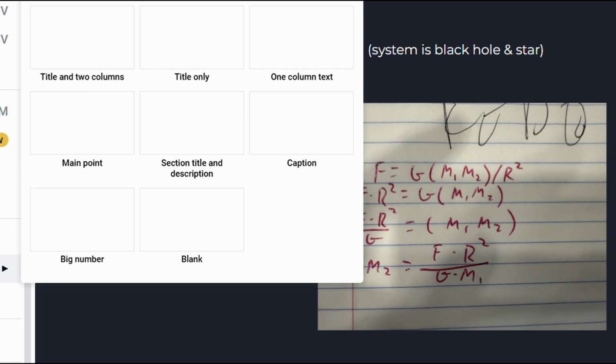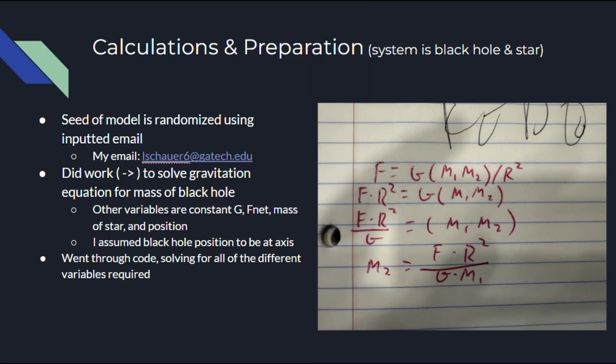Calculations and preparation. So our system is a black hole and a star. The seed of the model is randomized using my inputted email. There's my email. If you have any concerns about my presentation, you can email me. I did this work to the right to solve for the mass of the black hole using the gravitation equation. The other variables are the gravitation constant G, a very small number, F net, mass of the star, and position. And I assume the black hole to be at the origin, so 0, 0, 0. And then I went through the code, solving for all the different variables required.